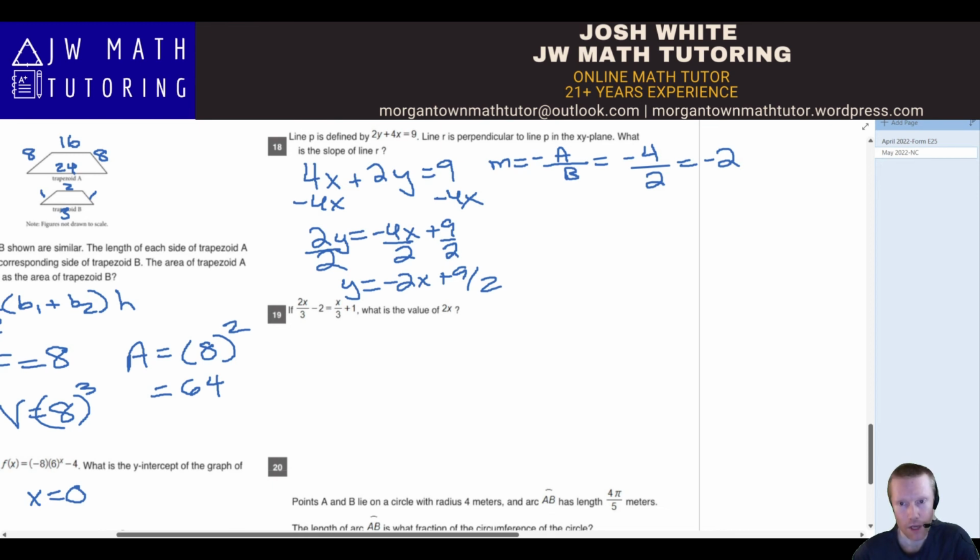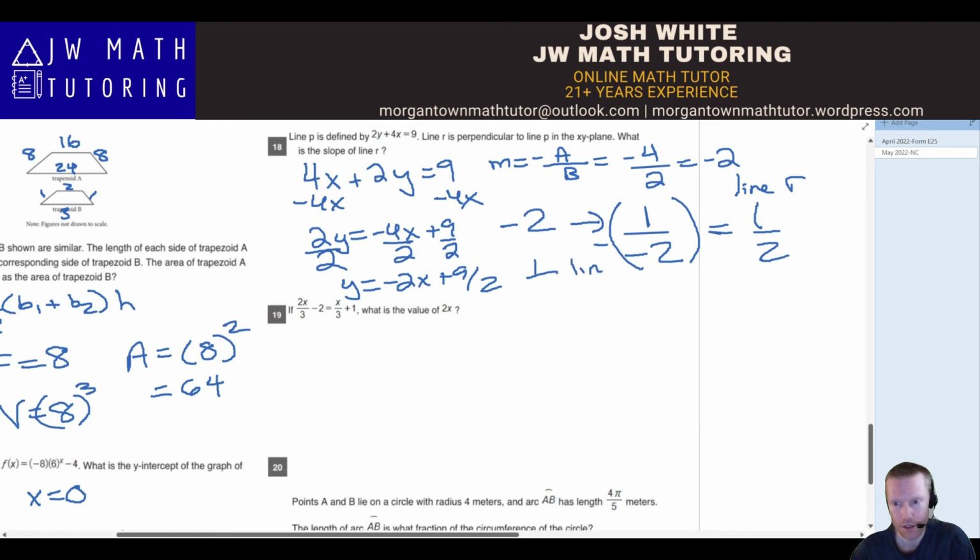Now you have to know that perpendicular lines have opposite reciprocal slopes. So that means the negative 2 is going to turn into positive 1/2 because we want the reciprocal of it. So we flip it, in this case we put it under a 1, and then we want its opposite. So I'll put a negative sign out front, and that's going to cancel with the existing negative sign. So the slope of line R is going to be just positive 1/2.